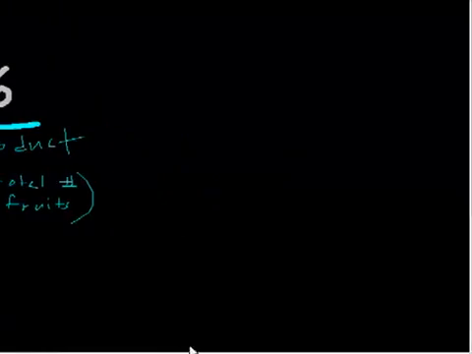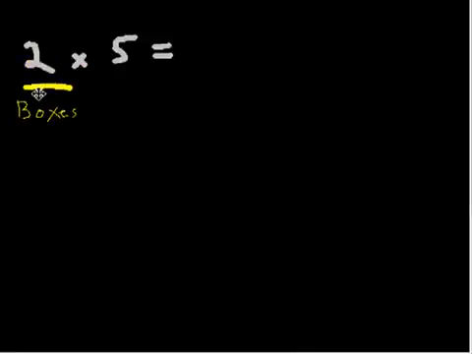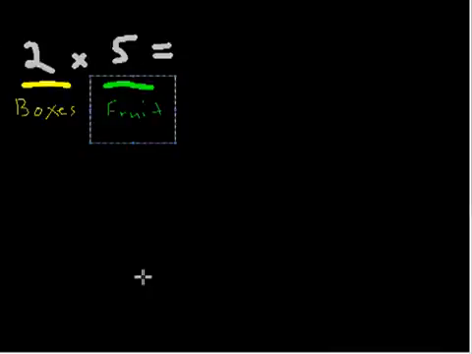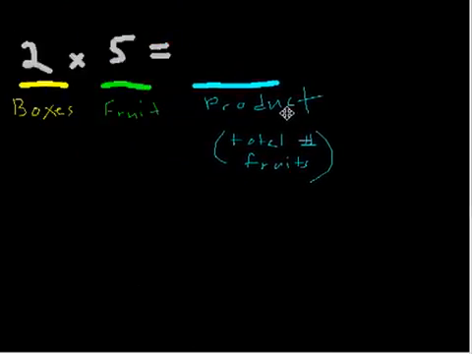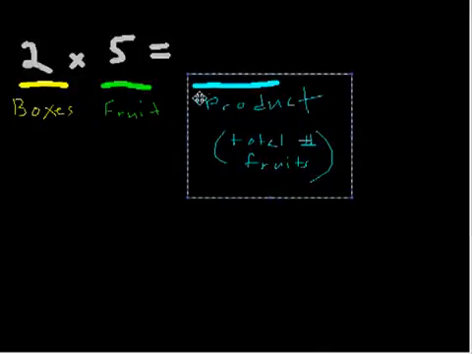Let's take a look at a second problem here. And let's say you're given the problem 2 times 5. Again, the numbers underlined in yellow are boxes. And the number underlined in green is fruit. The number underlined in blue, we don't know the answer yet, but we'll call it the product, the total number of fruits. We want to know what our total number of fruits are.